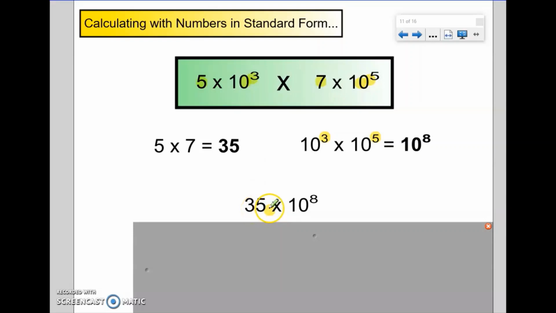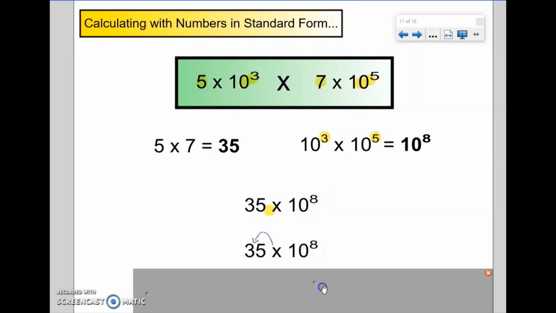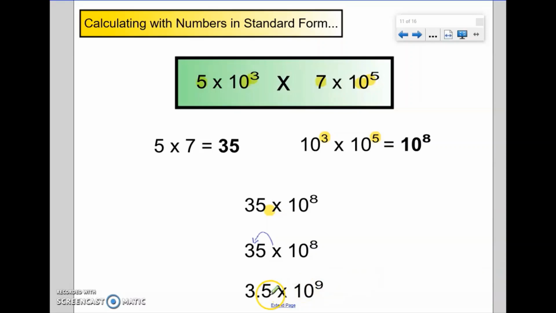Because I have moved the decimal place by one step, I also need to make a little correction to this index number. So my final answer, once I move my decimal place by 1, I need to increase my index number by 1. So when I end up with 3.5, my index number increases by 1 and becomes a 9.